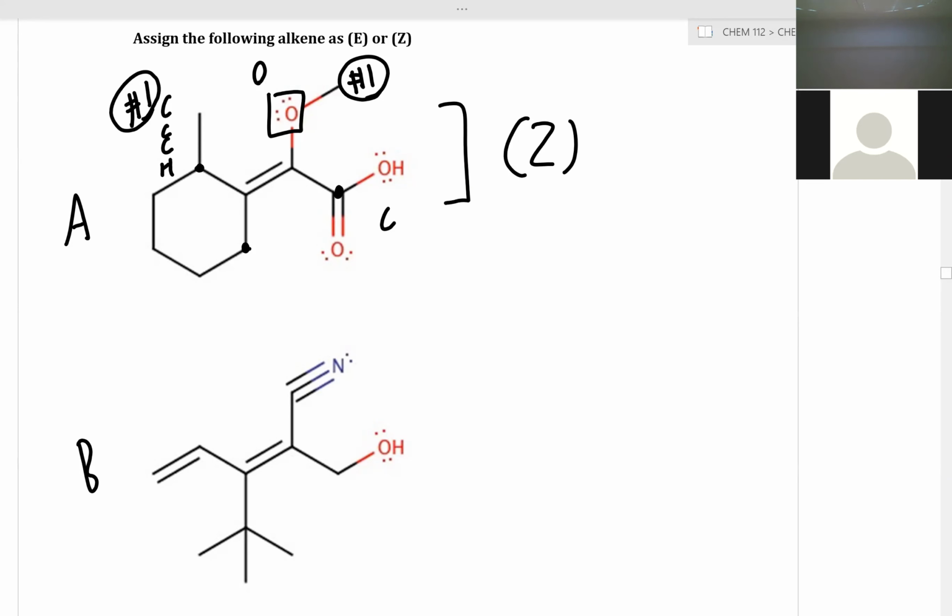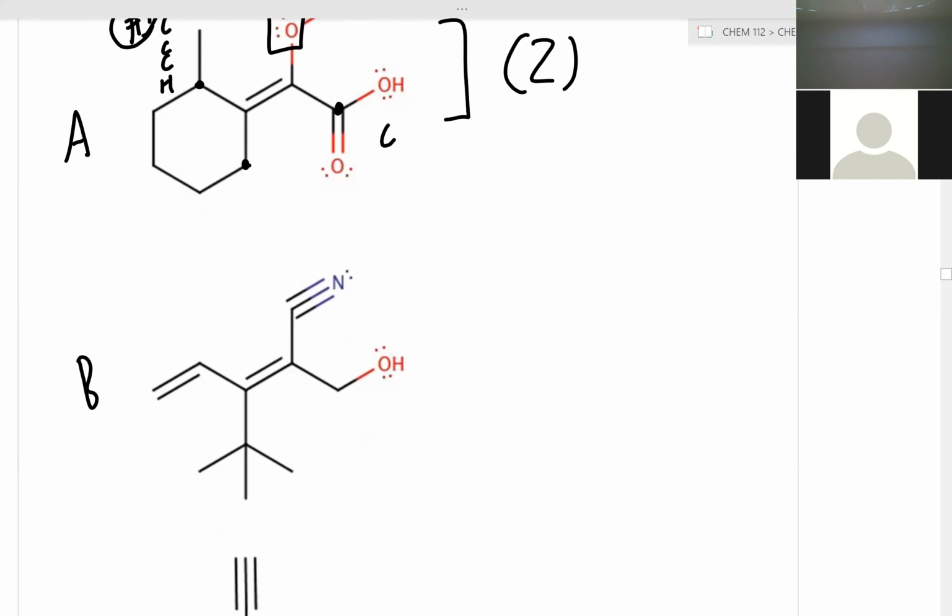Okay, let's look at structure B, and that is a lot of different functional groups at play. So remember, we go one carbon at a time. On this top substituent, we have 3 nitrogens and a carbon attached. On this bottom substituent, we have an oxygen, a carbon, and 2 hydrogens. What wins out, oxygen or nitrogen? Oxygen. So this bottom alcohol is higher priority.